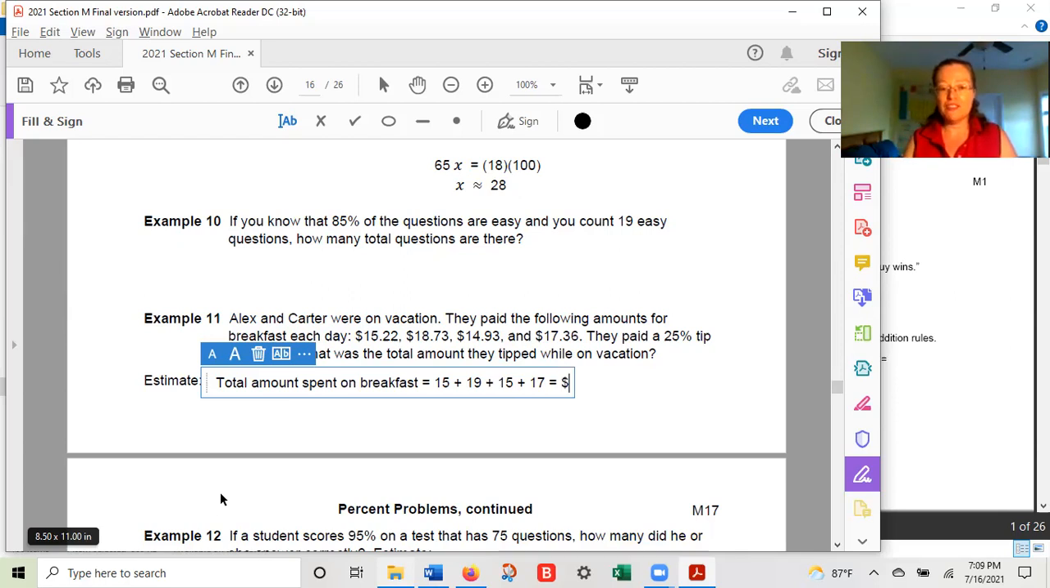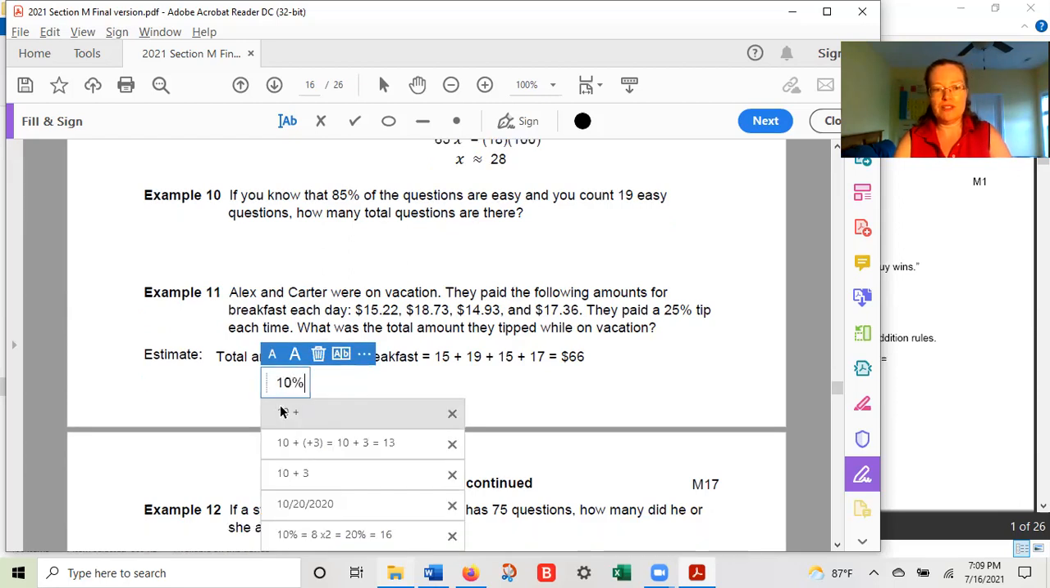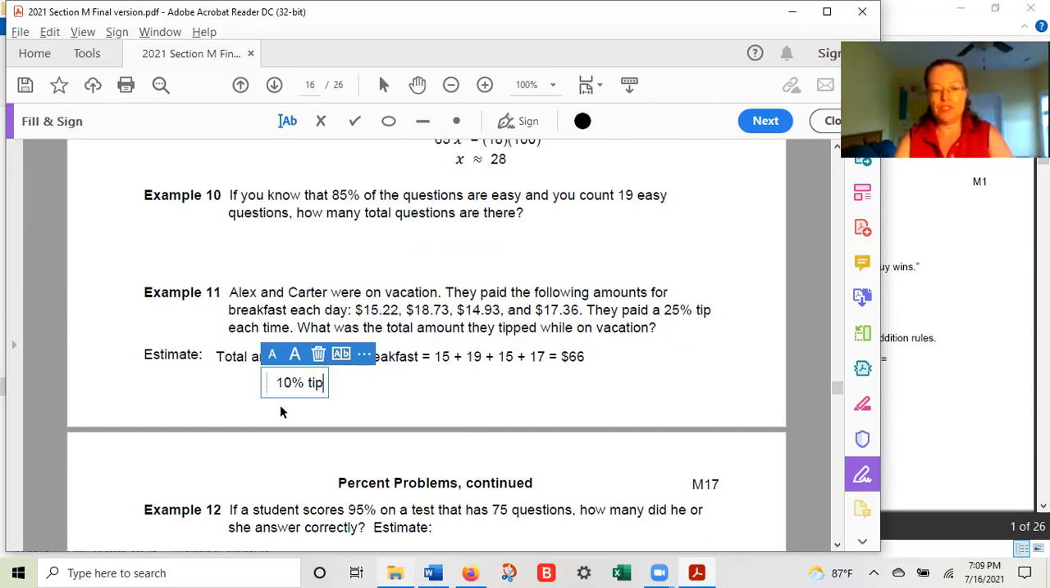It's a lot faster than putting in 0.22 and 18.73. This is much quicker. Even if you don't do it in your head, it's still quicker than putting in the exact amounts. Now, let's do the next step. We're going to be looking for what is 25% of that $66. But what do you say we estimate? So 10%, what if you left a 10% tip for $66?